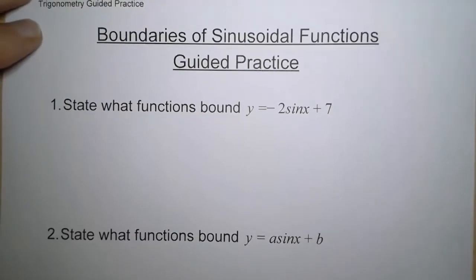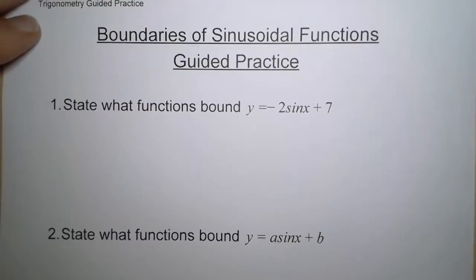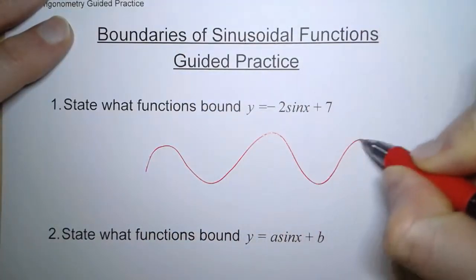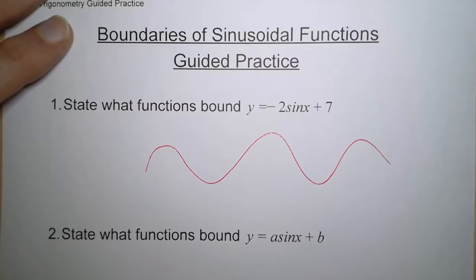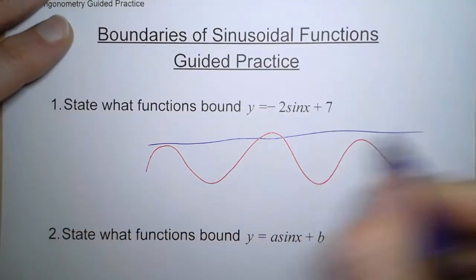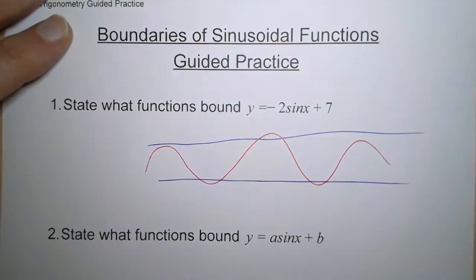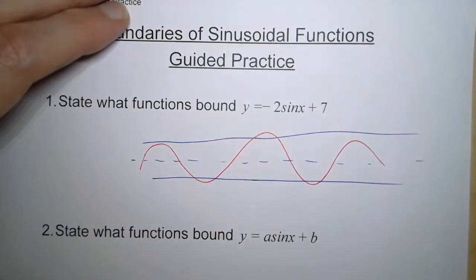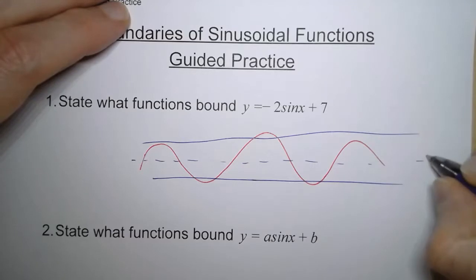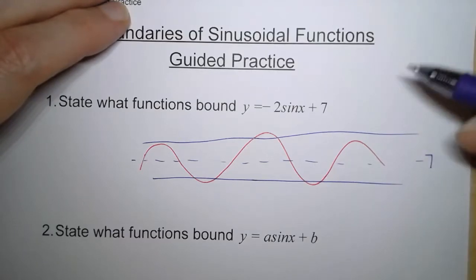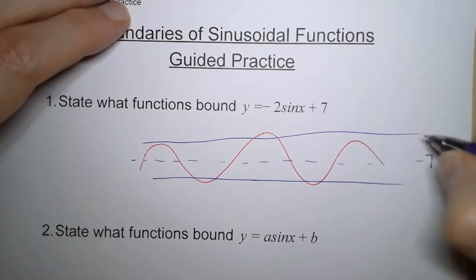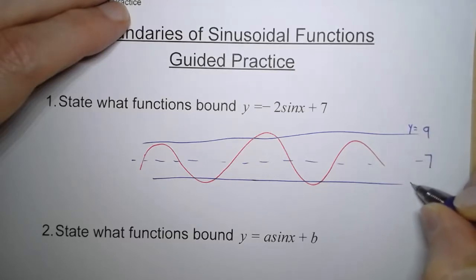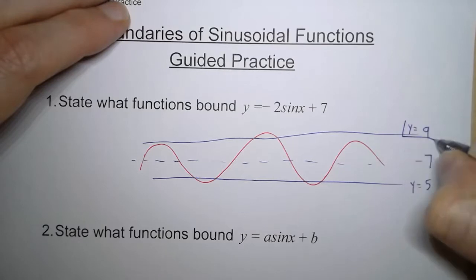Now the idea of boundaries of functions. Well, we know that all of these are basic sinusoids, so they're going to look like this. But the question is, what's the top? And what's the bottom? Well, we know where the middle is. That's the vertical shift. So for a sinusoid like this, it's going to be 7. And the amplitude is 2, so that means the high is going to be 9 and the low is going to be 5. So those are the two boundaries.